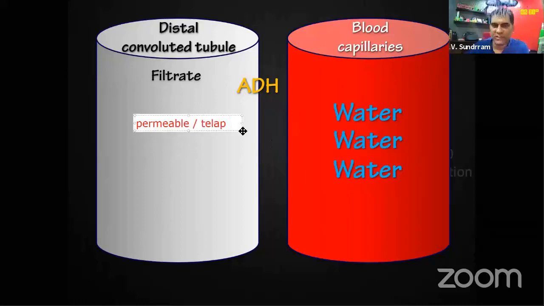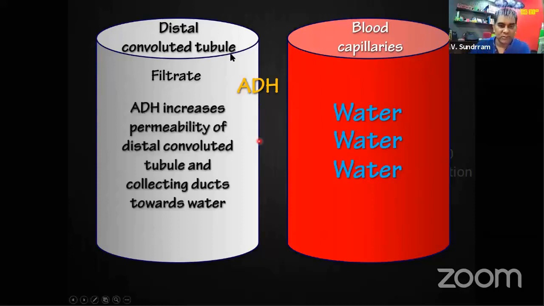Easy. So, what does ADH do? This is the word you need. ADH's full name is antidiuretic hormone. It's in your notes; later I'll show you. What does ADH do? It increases the permeability of the distal convoluted tubule and collecting duct towards water.